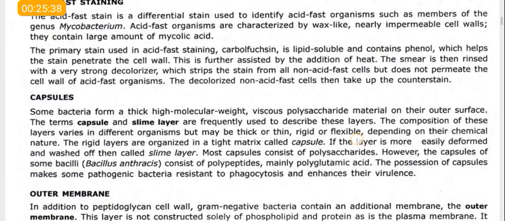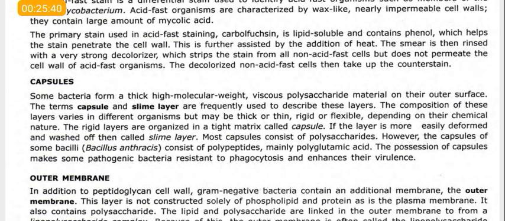Capsules. Some bacteria form a thick, high molecular weight, viscous polysaccharide material on their outer surface. The terms capsule and slime layer are frequently used to describe these layers. The composition of these layers varies in different organisms but may be thick or thin, rigid or flexible depending on their chemical nature. The rigid layers are organized in a tight matrix called a capsule. If the layer is more easily deformed and washed off, it is called a slime layer.